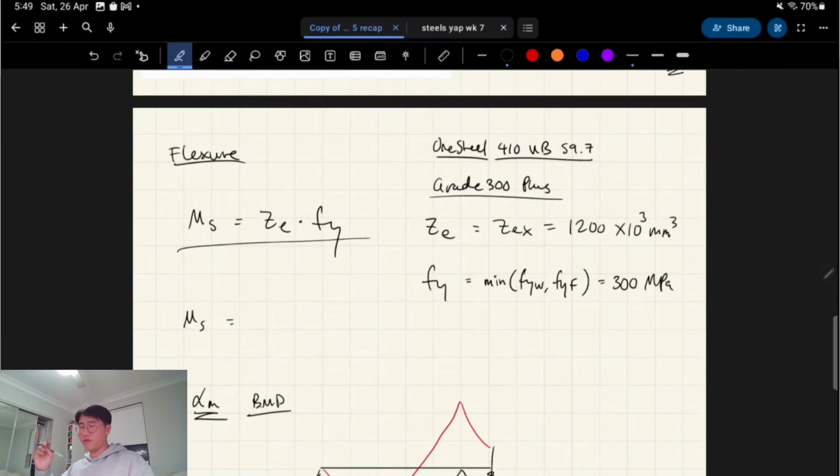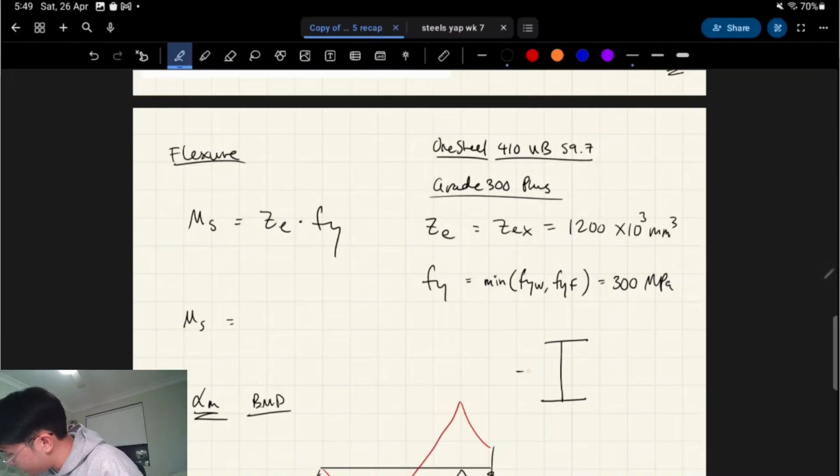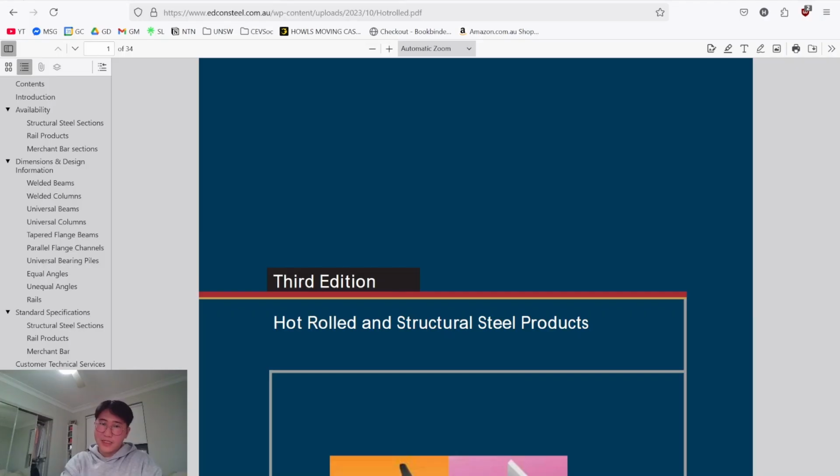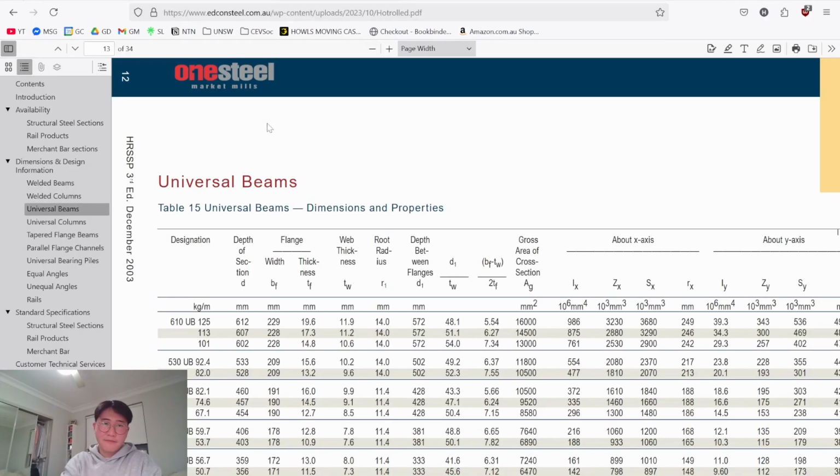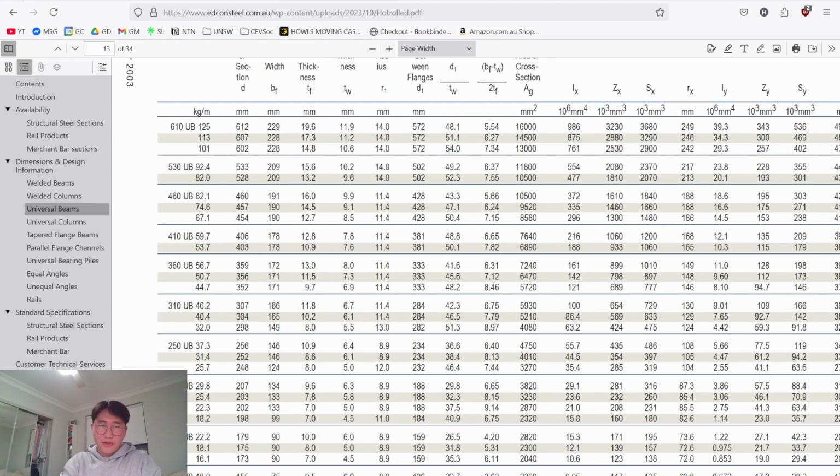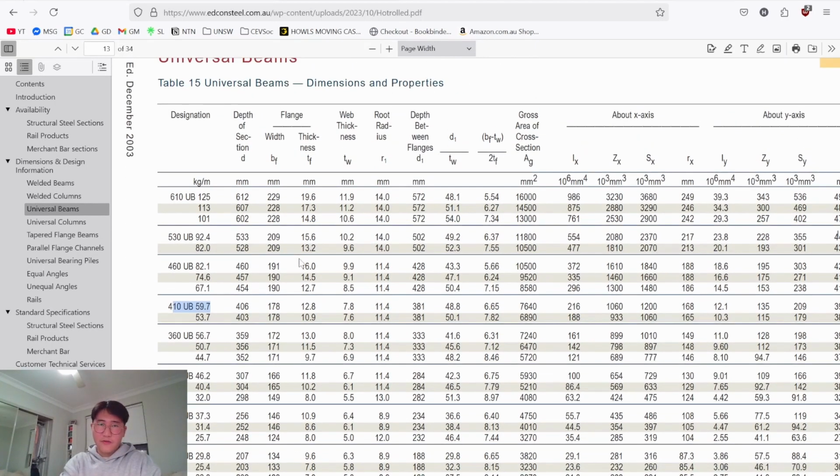So this is a simple formula. The section capacity in flexure is ZE times Fy, right? So we care about bending on this beam about the XX axis like this, right? So we're gonna need ZEX. How do we get that? Go to One Steel. When you have a standard shape, you go to the 410 UB 59.7.